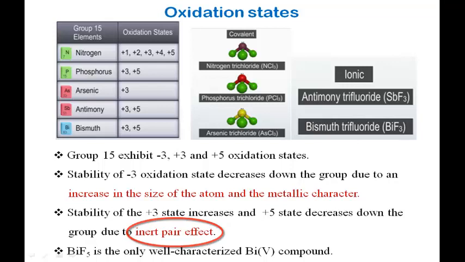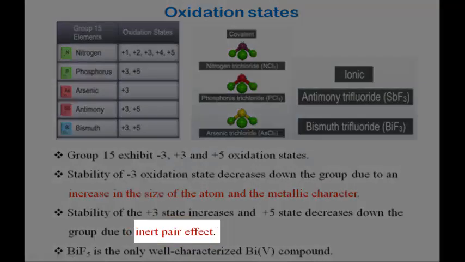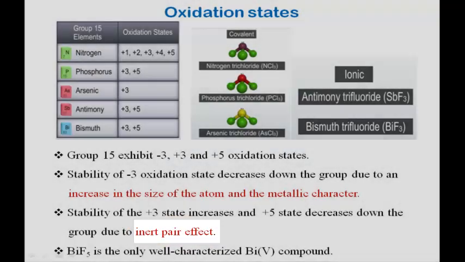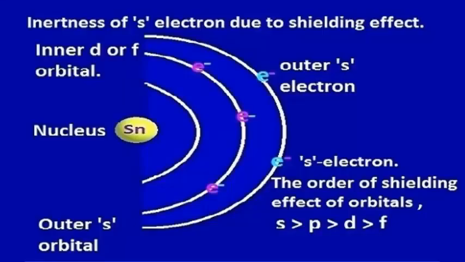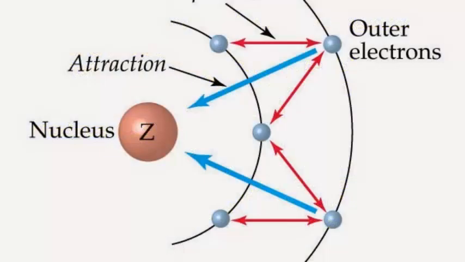Now what is this inert pair effect? When we go down the group, there is addition of orbitals like d and f. These orbitals have poor shielding effect. Because of this, they are not able to shield the valence electrons to a greater extent. Hence, the valence electrons are under the influence of the nucleus and they become inert towards bond formation. Hence, these electrons are not available for bond formation.